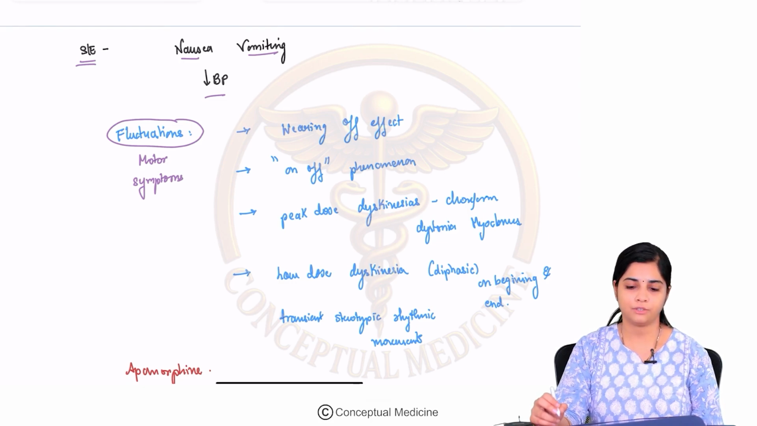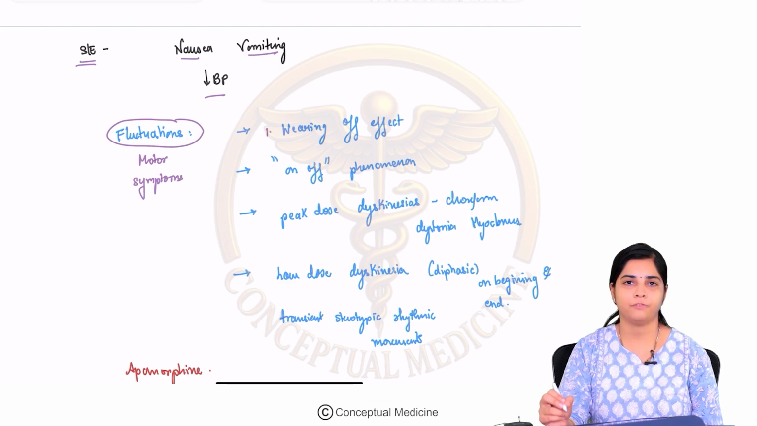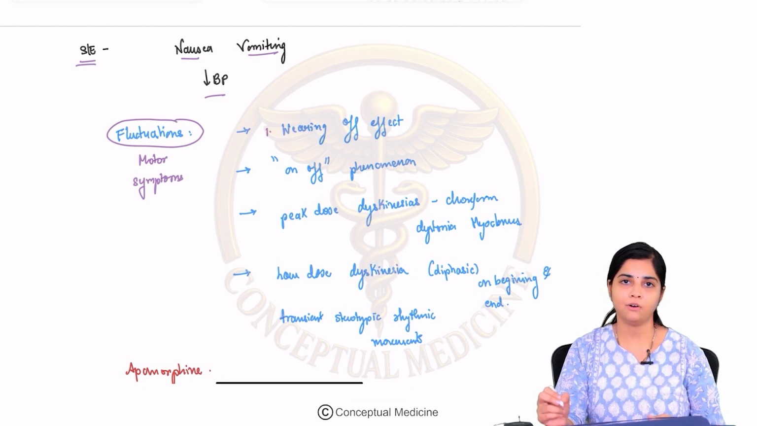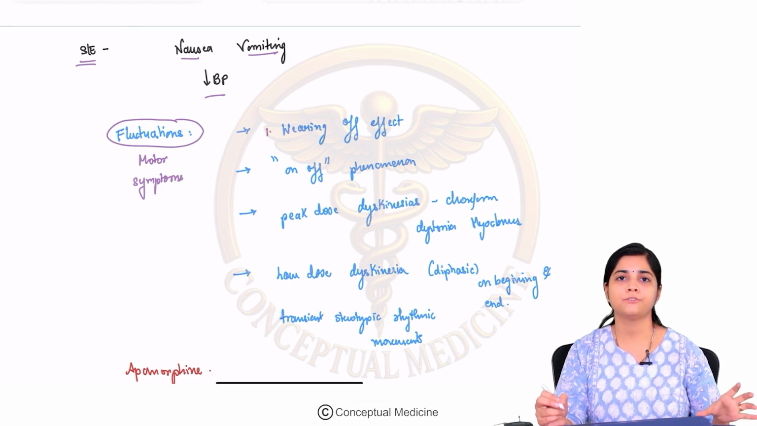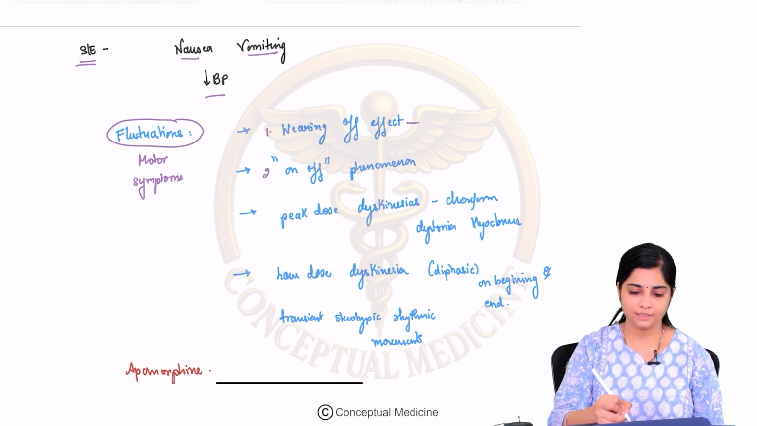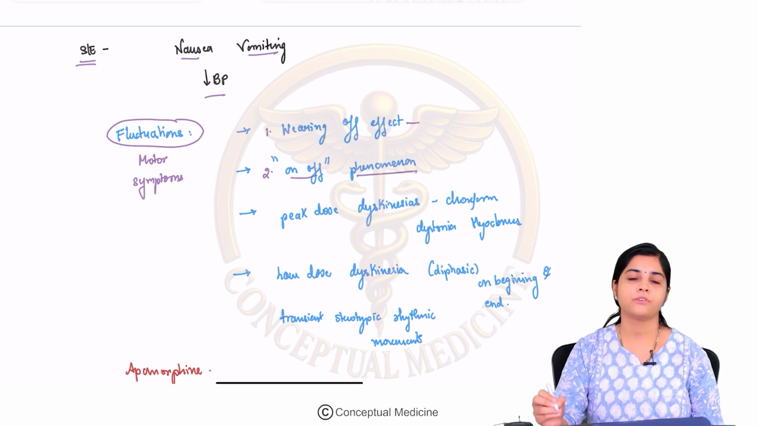So what are the fluctuations? The first one is what is called the wearing off effect. That means that over prolonged use of levodopa, the effect does not last for your 3 to 4 hours, rather it wears off a little early, and this is what we call the wearing off effect. Second is something called the on-off phenomenon.